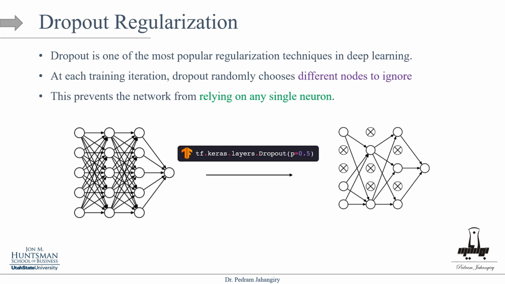So imagine this is our network. Let's say we have a couple of hidden layers, an input layer and an output layer, and let's say we have 15 neurons here. At each training iteration, this technique is going to randomly drop out some different nodes to ignore them in the model. There's this concept of a dropout ratio.